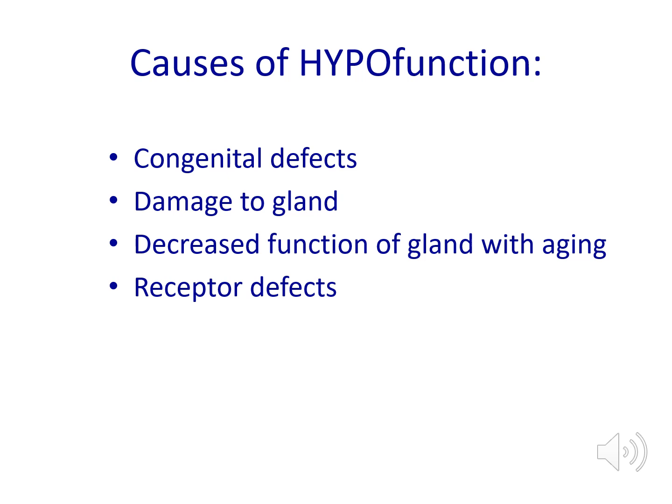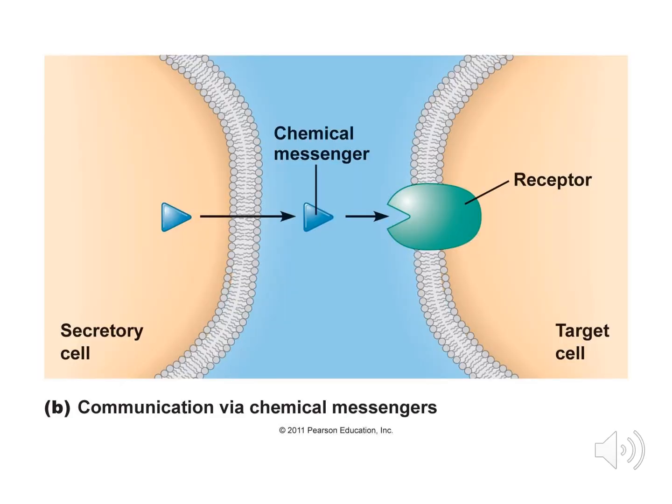Or it might be a problem with the receptor site. You remember that we said the job of the hormone is to bind to a receptor site, and that triggers some event to happen inside the cell. Now, even if you have appropriate amounts of hormone or chemical messenger, if there's a problem with the receptor site, then the hormone can't do its job. So it looks like there's a hypofunction problem. That's another potential cause of hypofunction.